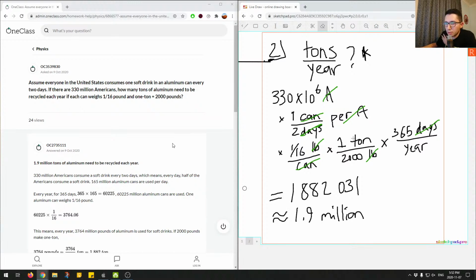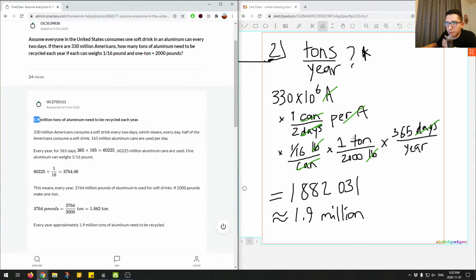Okay, so let's just go through the junior tutor's answer and verify. So 1.9 million is what they end up with, so it's the correct answer. Let's go through this so we can see how the process goes. So 330 million Americans consume a soft drink over 2 days, which means every day half of Americans consume a soft drink. So there's another way to think about it. You're doing the same thing, just converting the numbers. So they start off with 330 divided by 2 and get 165. So that's our first step right here. And then every year for 365 days, so they multiply by 365.